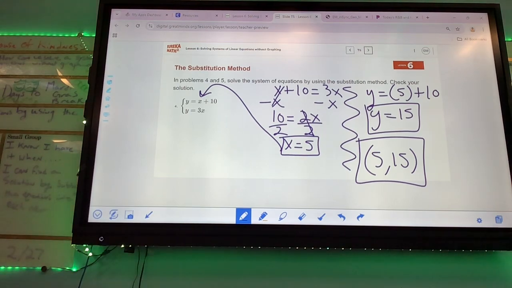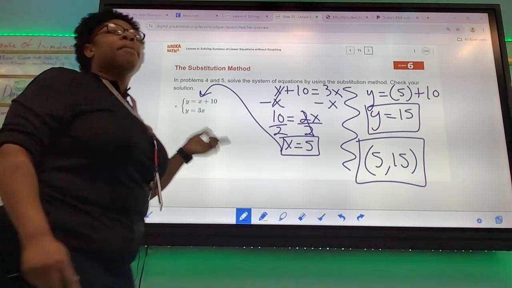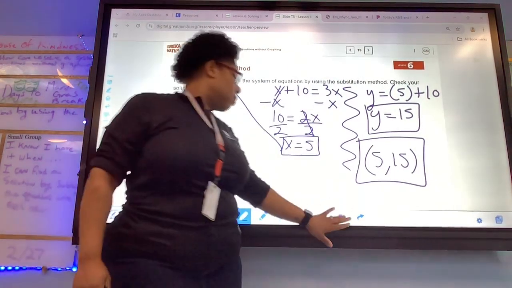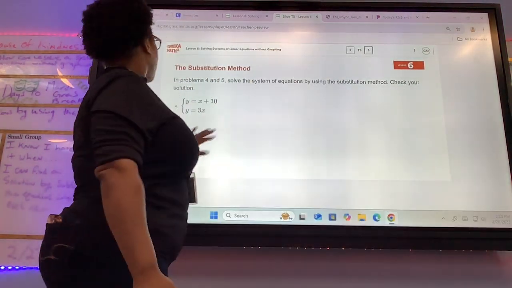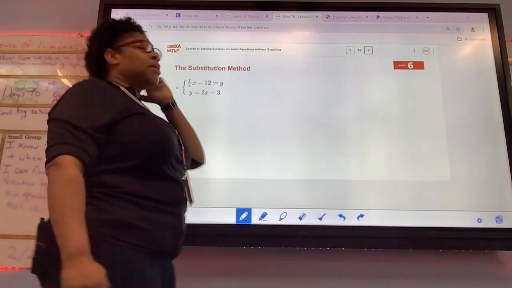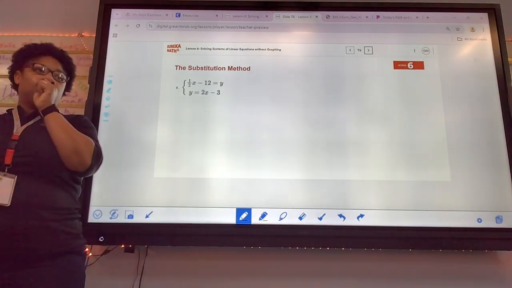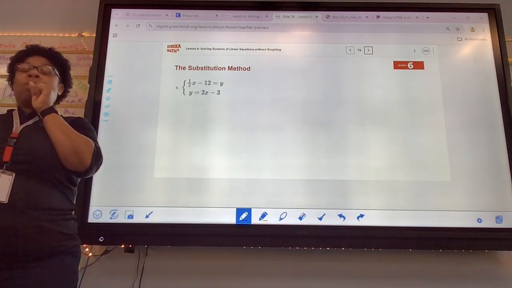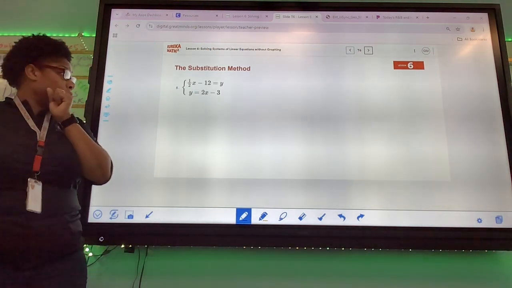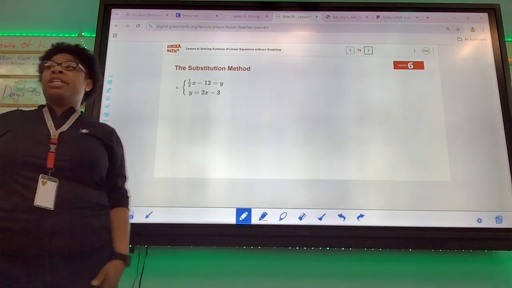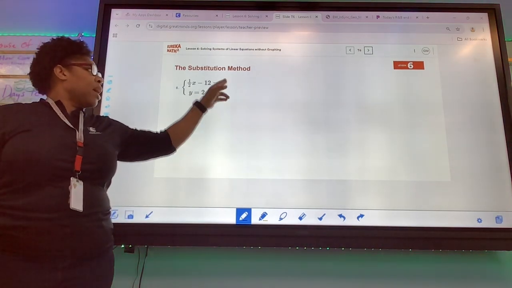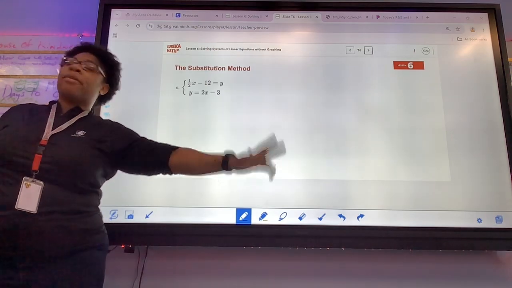Alright, so let's do number 5 together. We're doing number 5. First step is what? Solve the equation for the variable. Do we have to solve for a variable? No. Can we just make them equal to each other? Yeah, because we've got y equals something and y equals something. Even though it's backwards, it's still the same thing.